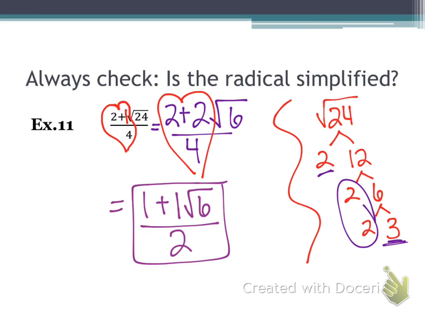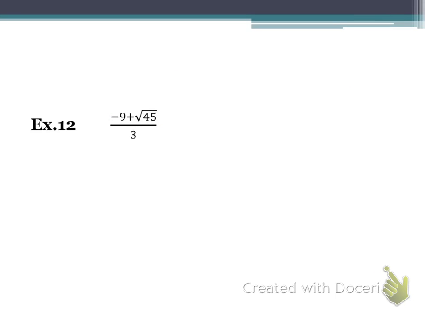So this is putting together all those things that we've talked about. Simplifying radicals. Also simplifying radicals with fractions, the heart numbers, all at the same time. Ready to move on? Okay.